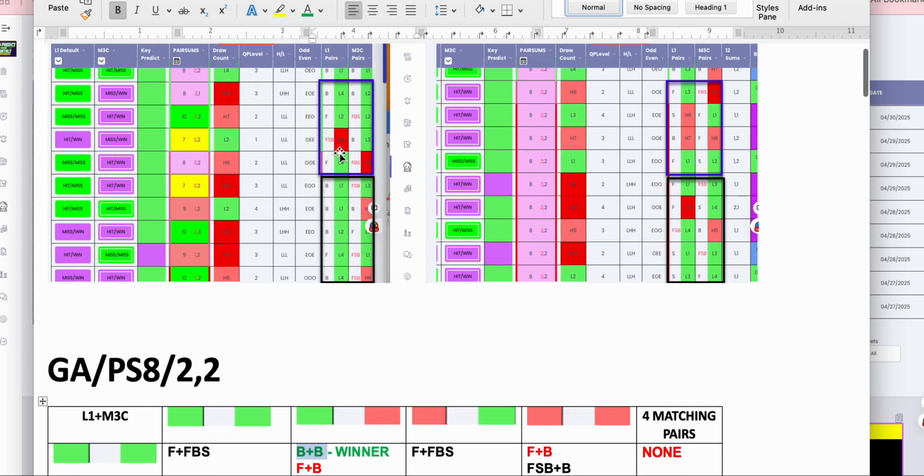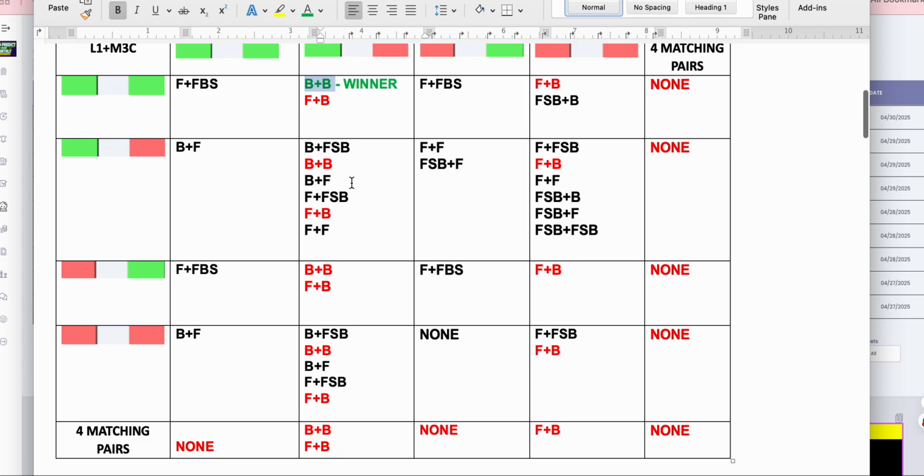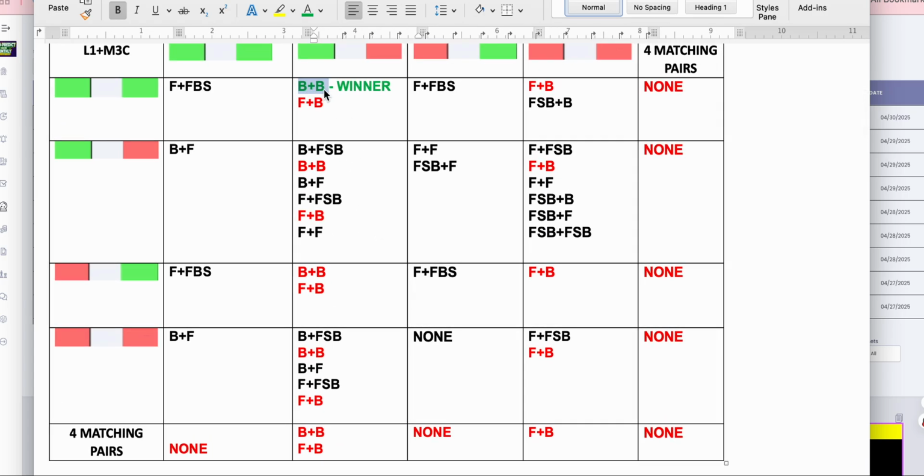So when you put them together and you match up the pairs, you get reduced pairs. This looks like a lot, but it's not. You've got the back here. You've got the front back. You've got 1, 2. You've got back FSB.